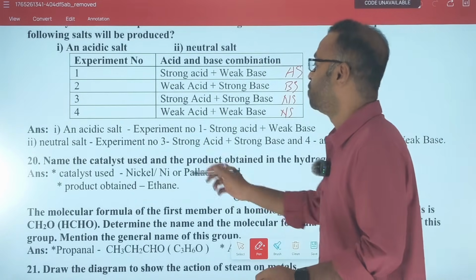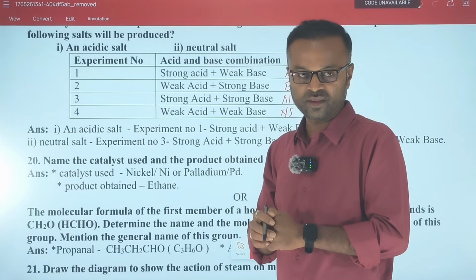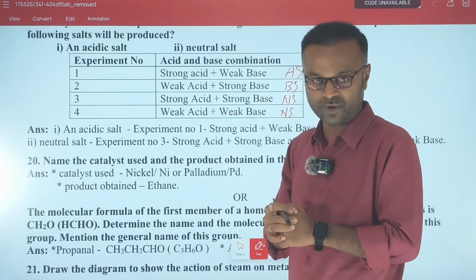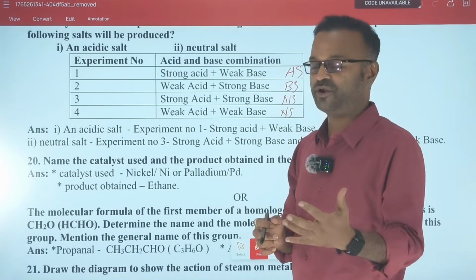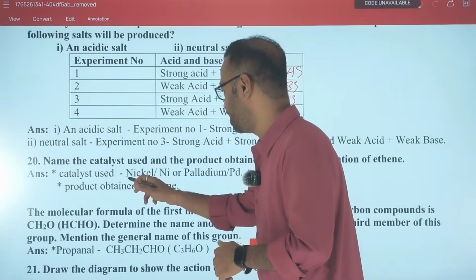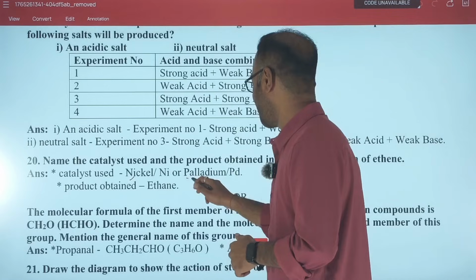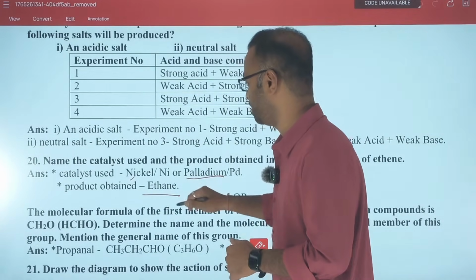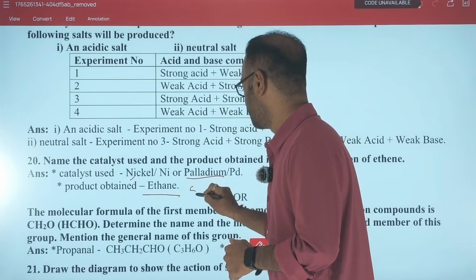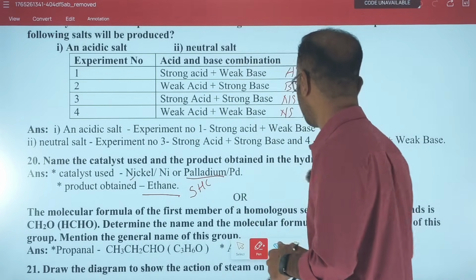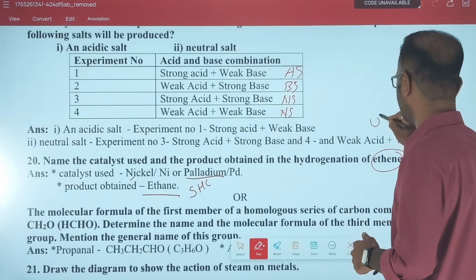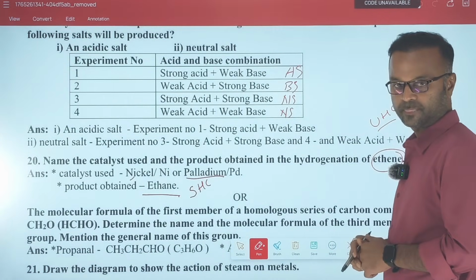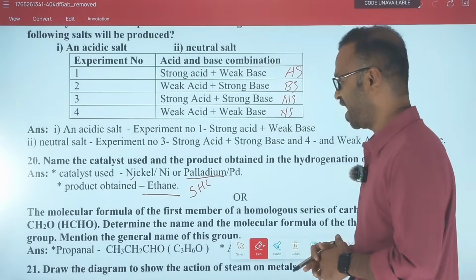Now here they are asking which catalyst is used in converting ethene, the unsaturated hydrocarbon compound, into ethane, the saturated hydrocarbon compound. That is nickel, or we can write it as palladium. So the product obtained here is ethane. Ethane is the saturated hydrocarbon compound, and ethene is the unsaturated hydrocarbon compound. Is that clear? Okay, that is about hydrogenation.